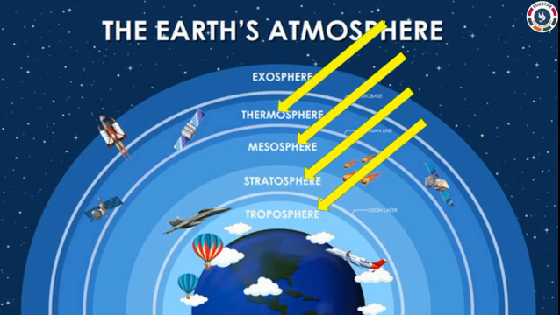Next layer is thermosphere. Thermosphere is the fourth layer and is the thickest of all the layers. This layer does not have clouds or water vapor. Space shuttles move in this layer. It has electrically charged particles which help radios to work.